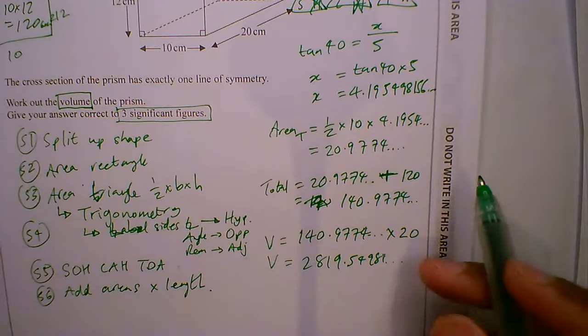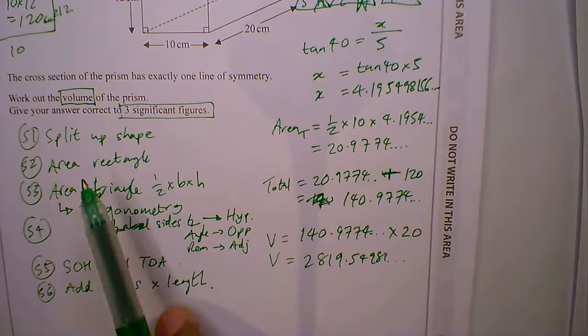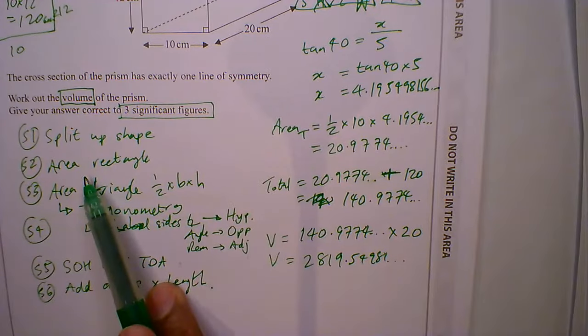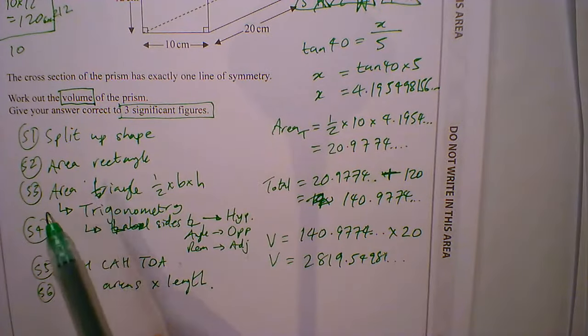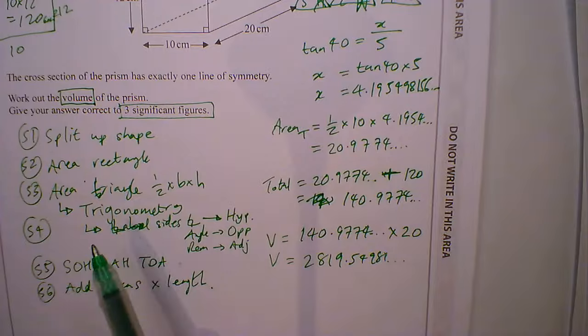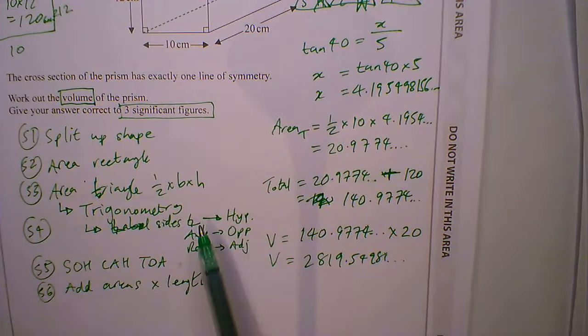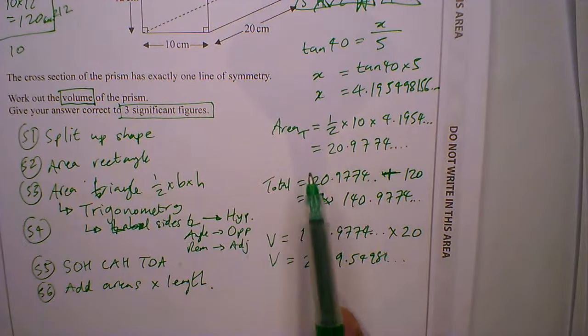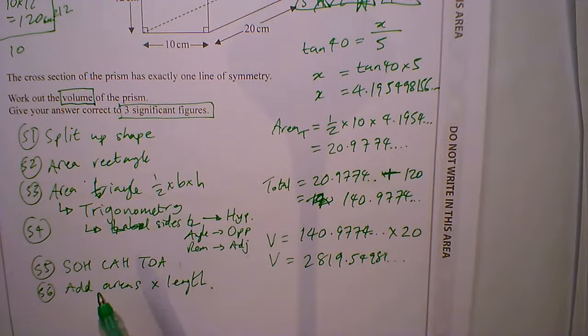And so that's my volume. So I've gone through all the different steps: split the shape up, work out the area of the rectangle, then the triangle. To work out the triangle, I needed to use trigonometry, which was SOHCAHTOA. From SOHCAHTOA, I got my height. Then I used the formula for the triangle. Then I added the areas, multiplied it by the length.